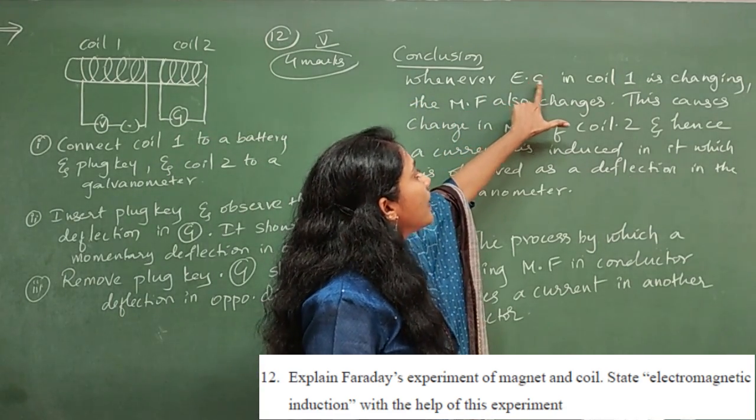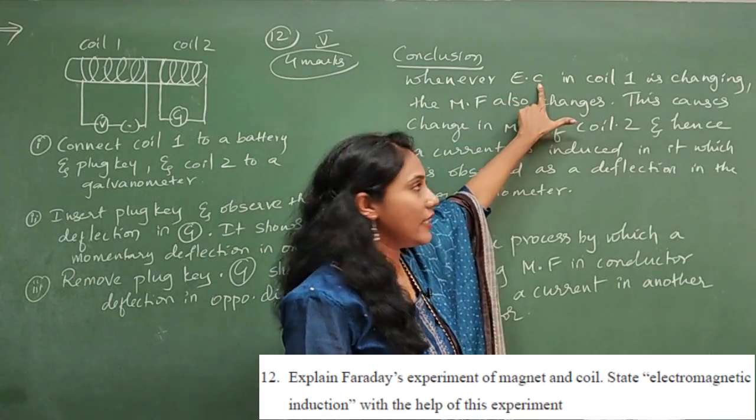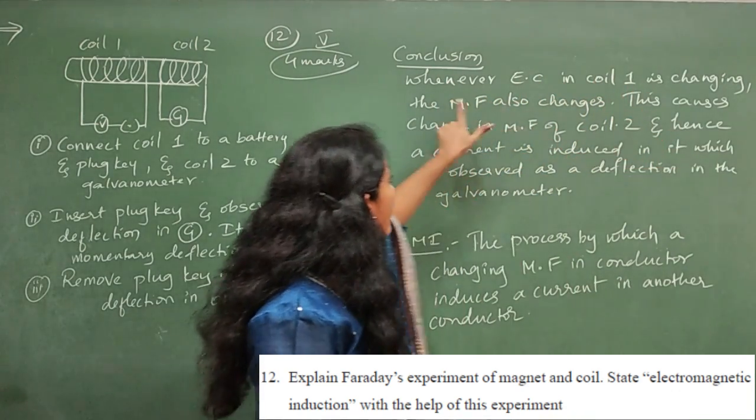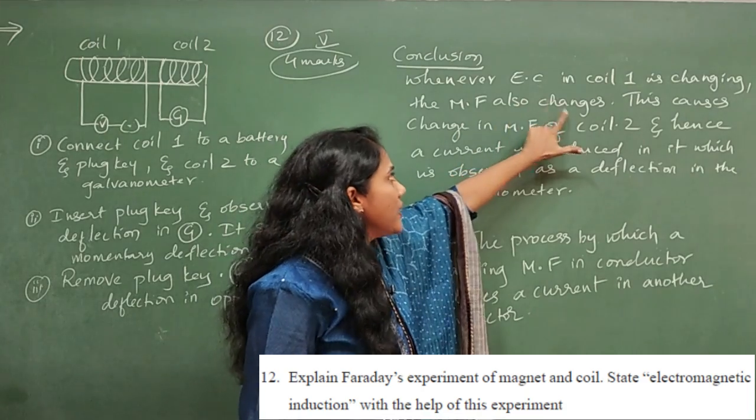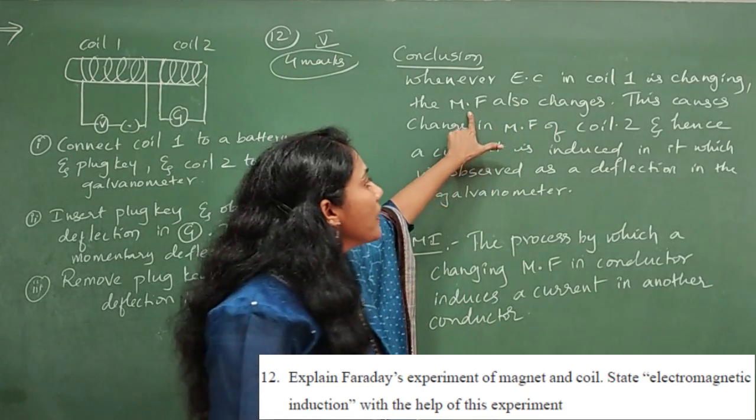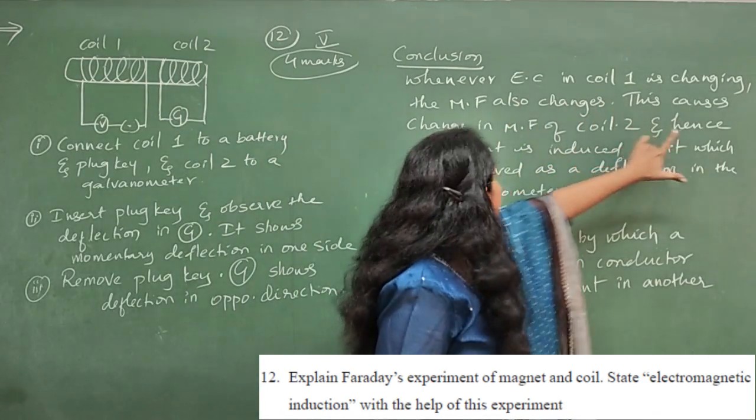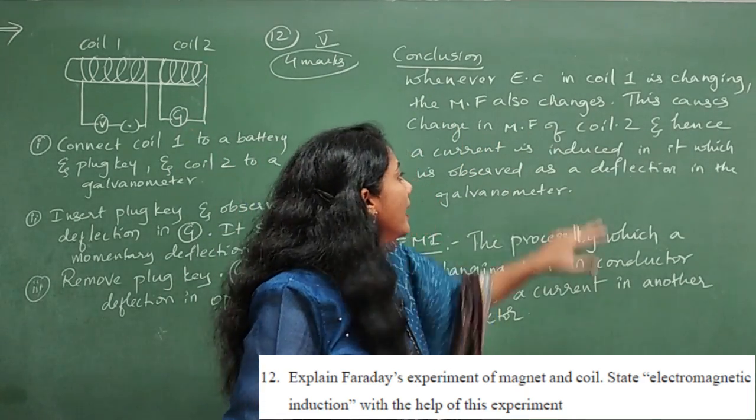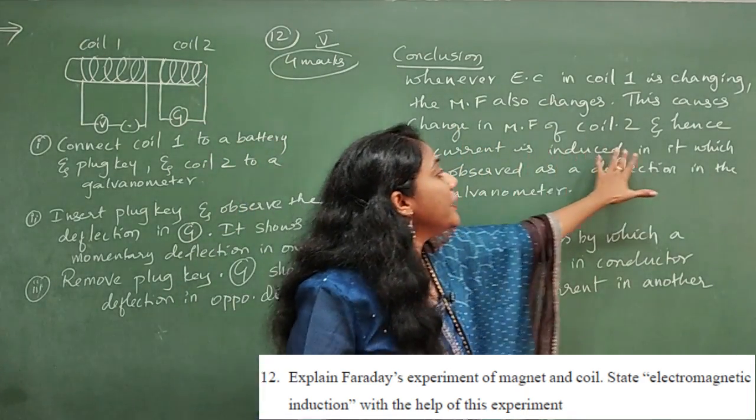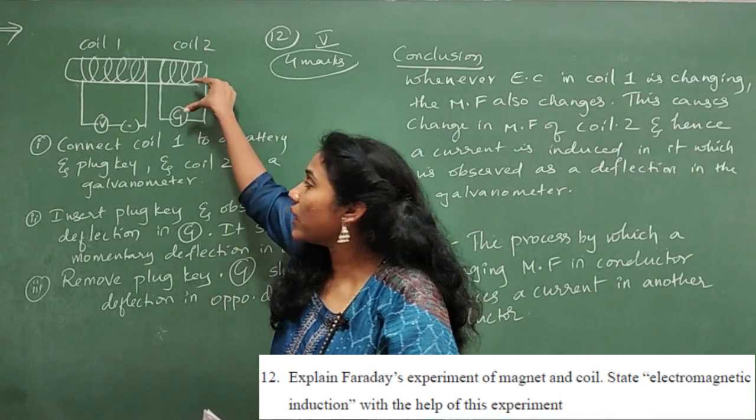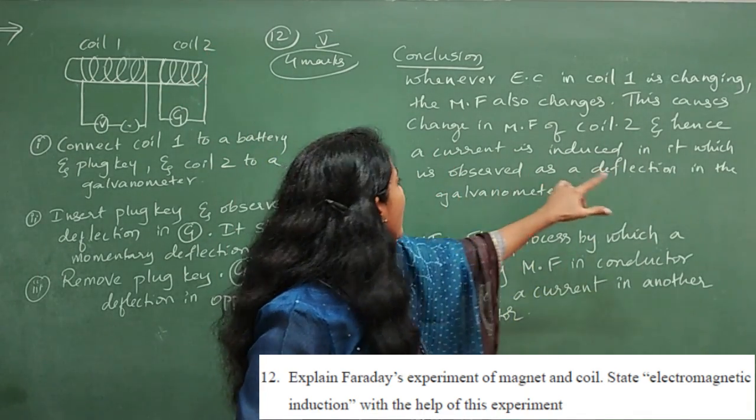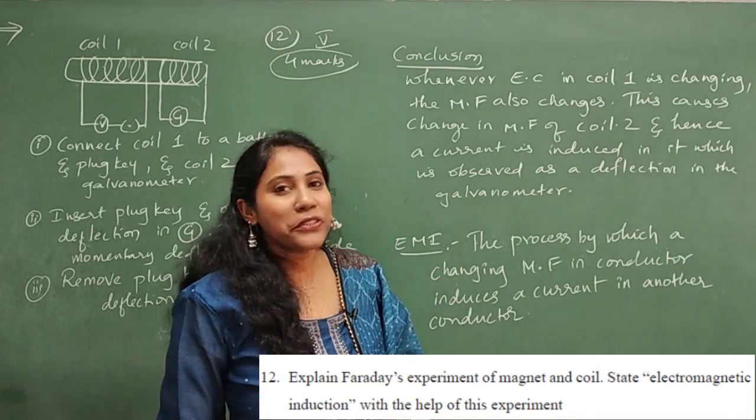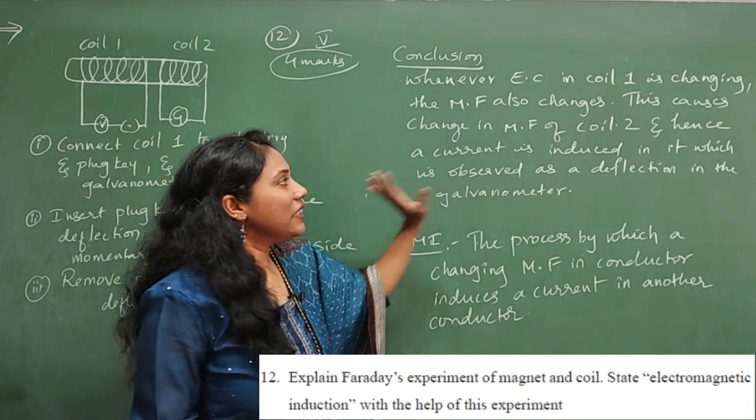Whenever electric current, EC in the sense electric current, in coil 1 is changing, the magnetic field, MF in the sense magnetic field, also changes. This causes a change in the magnetic field of coil 2. Okay, and hence a current is induced in it, where in coil 2 current is induced, which is observed as a deflection in the galvanometer. Okay, so very clearly I have written the conclusion.